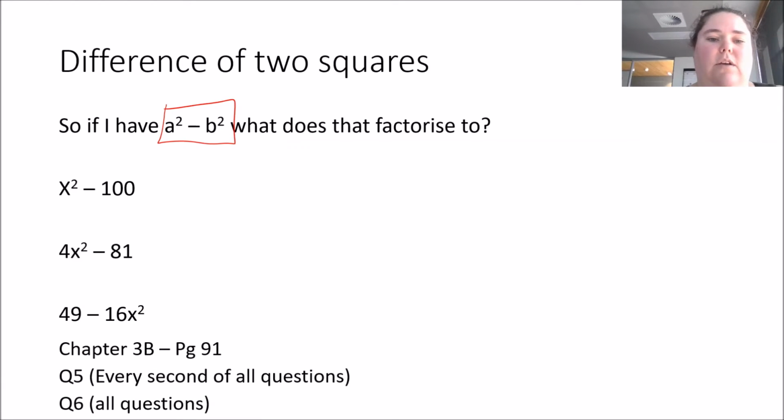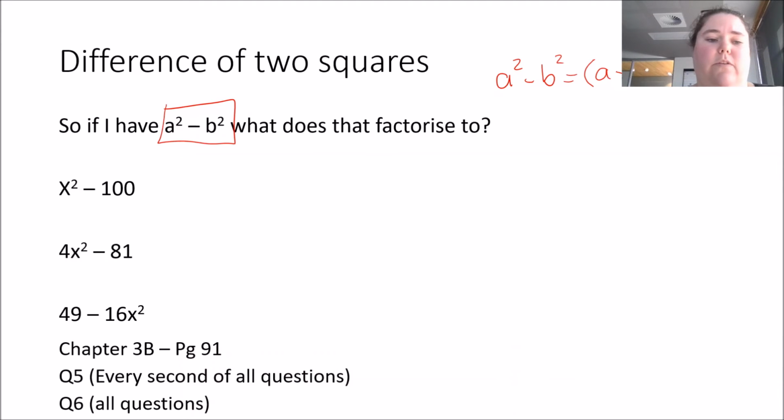Anytime you have this guy, so you have the first term squared minus the second term squared, we know that factorizes straight away to identical brackets, square root of the first and the last, one with a minus, one with a plus. And that is our general rule.